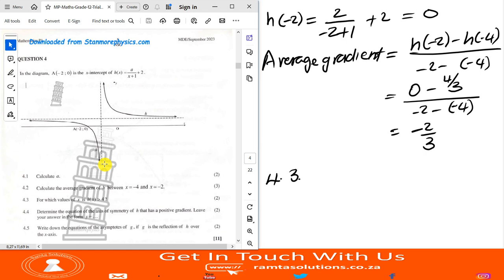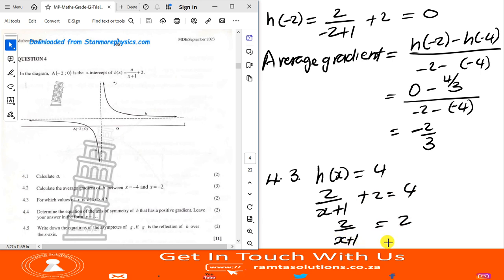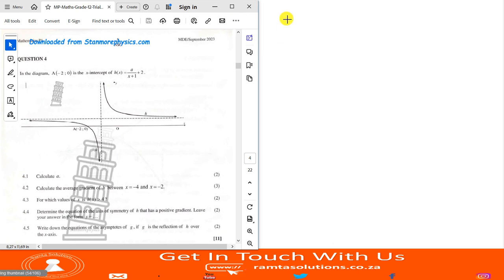We do not know the x value that corresponds to this. So first things first, let's find the x value. We will say h of x equals 4. What is this? 2 over x plus 1 plus 2 equals 4. This becomes 2 over x plus 1 equals 2. Happy? Now I'm going to the next page. We have 2 over x plus 1 equals 2.